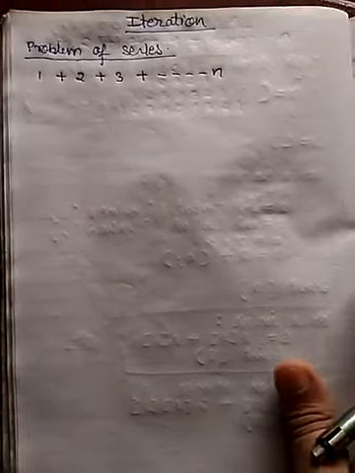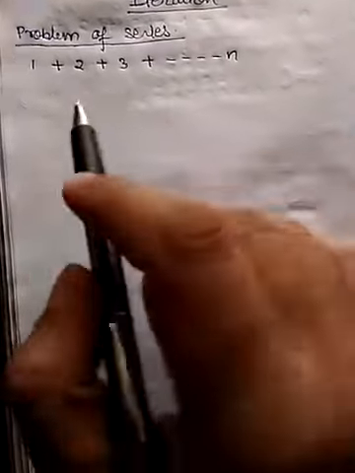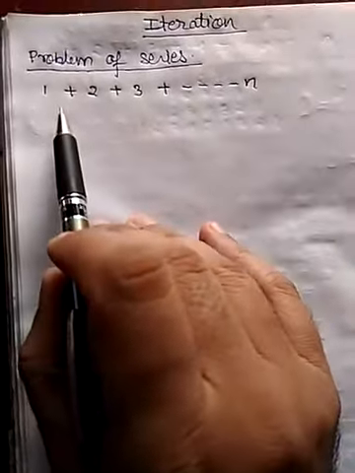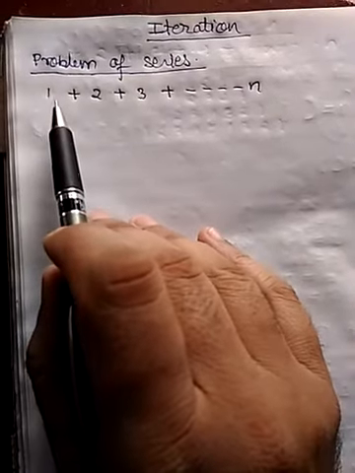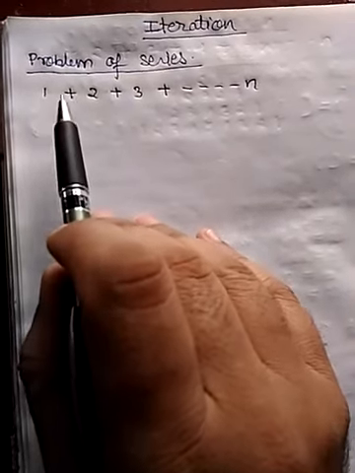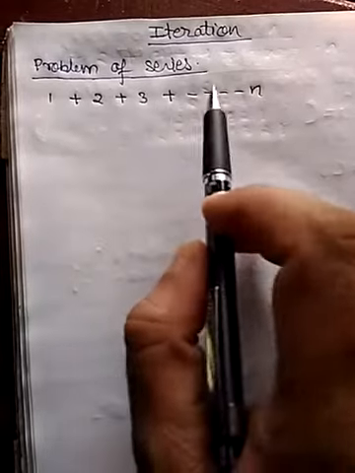Hello students, in this video we are going to do a very important problem of series in the concept of iteration. Let's begin with the basic fundamental of this type of problem. The question is, we have to display the sum of the following series in which 1 plus 2 plus 3 plus 4 plus till n number of terms are added.